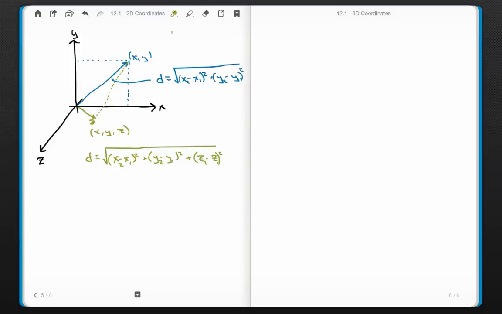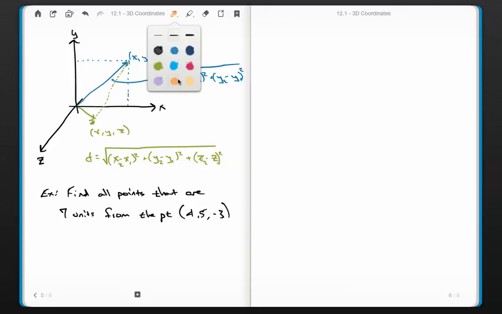Okay, so from there, let's do an example. Say I wanted to find all points that are, let's say, 7 units from the point, what am I going to say here? How about 4, 5, -3? All right, so let's maybe envision where 4, 5, -3 is. I'll draw that in orange. So this point here. So if I went 4, 5, and then, that's 4, 5.